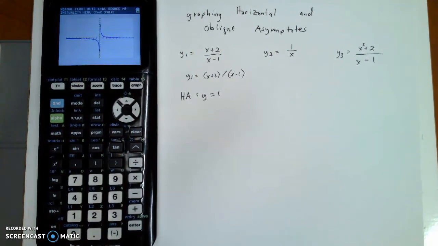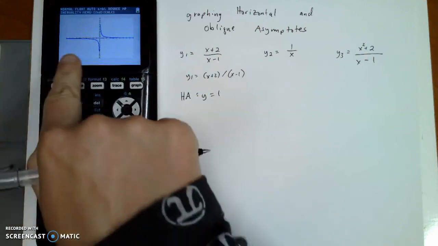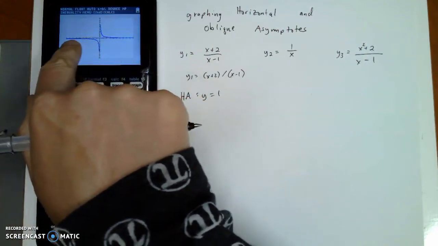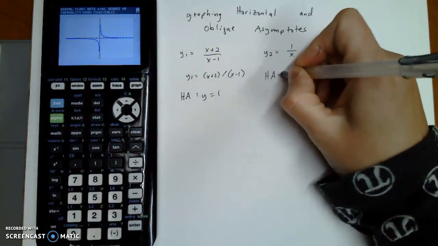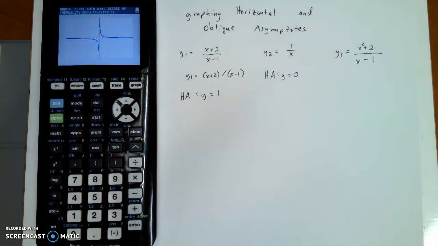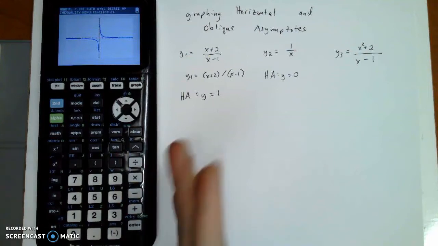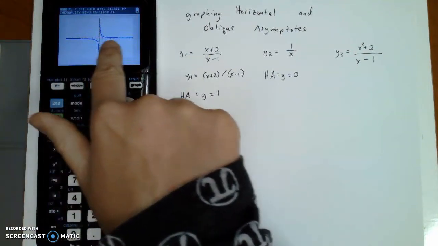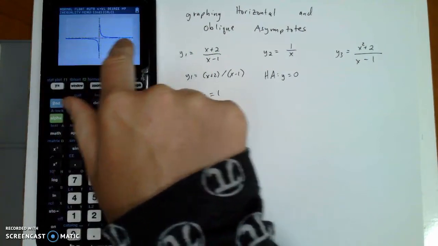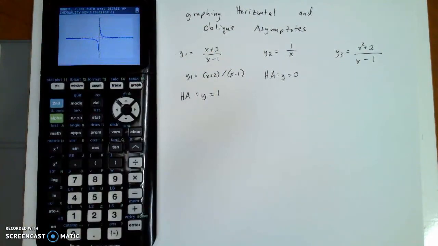Now again, it doesn't tell me it exactly, but looking at that, I would say that looks pretty much like the x-axis. As it turns out, my horizontal asymptote for this one is indeed y equals 0. Now, I don't usually bother to graph that as a separate line, because that line is just going to be on the x-axis, which I can already see.